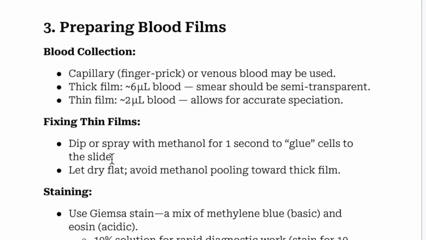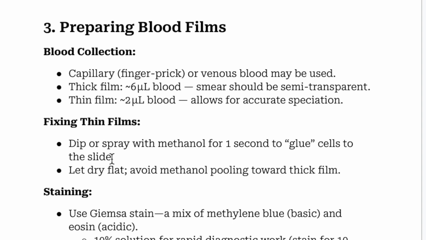The thick film is not to be fixed, as mentioned, and it's designed to really give you an idea of the quantity, how much parasitemia you've got. The volumes are calibrated so that you actually get the right density. So your 6 microliters of blood for your thick film should give you a semi-transparent smear, while the thin smear allows for more accurate speciation because it's much thinner. So just 2 microliters of blood is used.